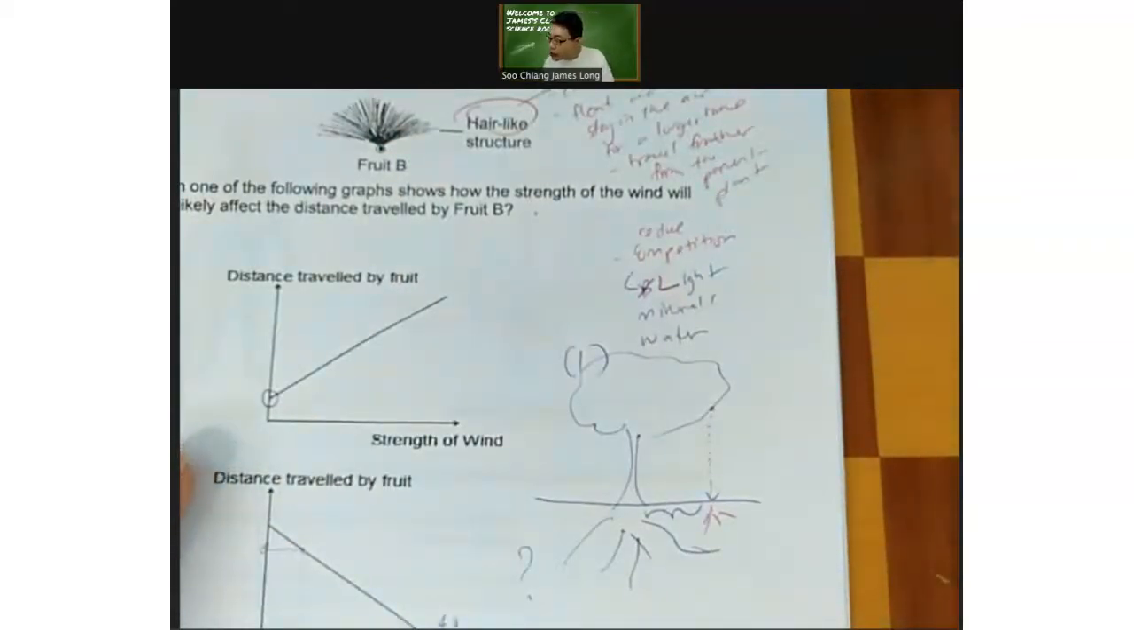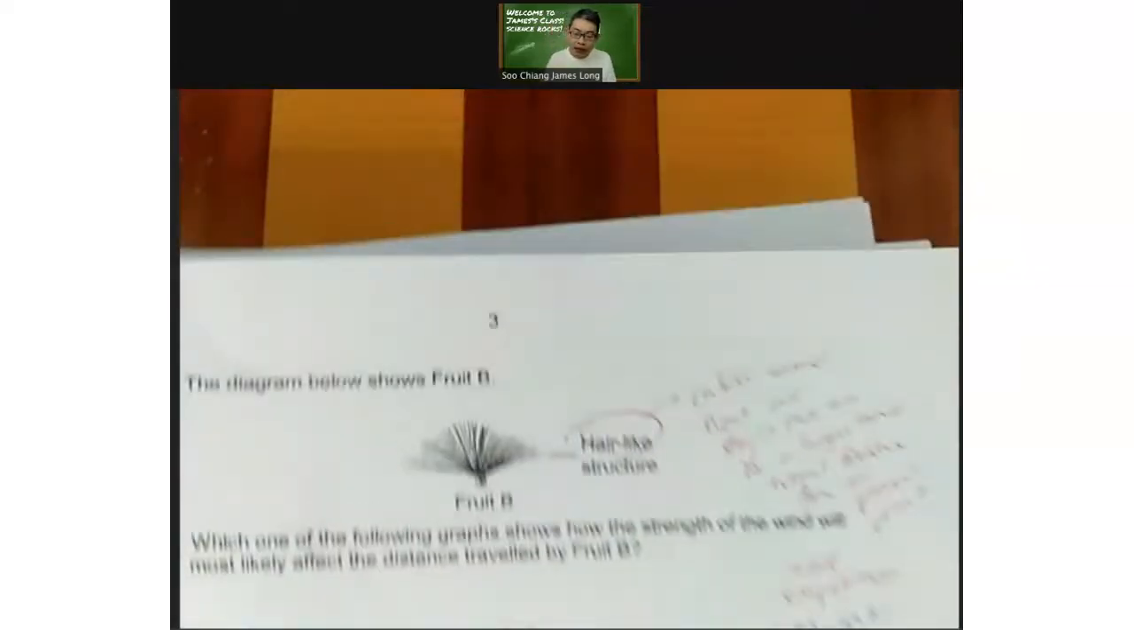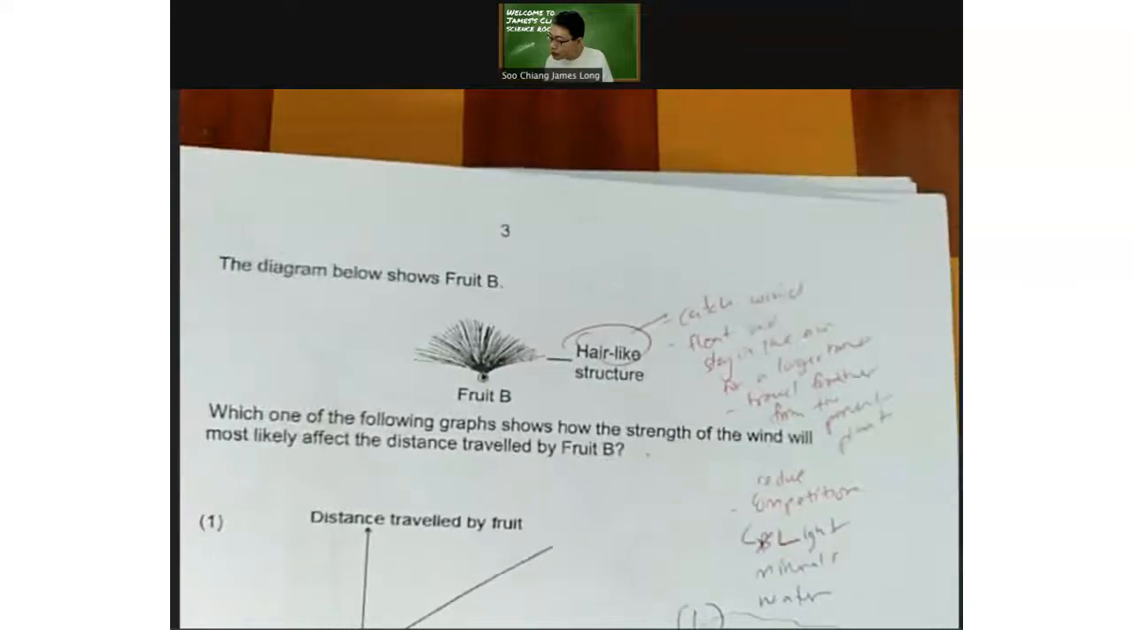Any more life science questions? That's all for the life science cycle questions. Now let's go on to the physical science ones. So physical science will be questions 16 and 17.